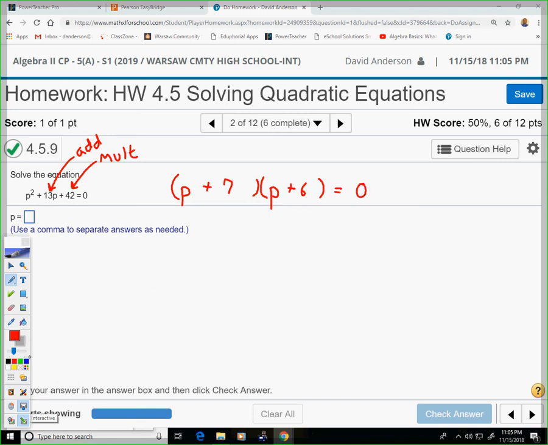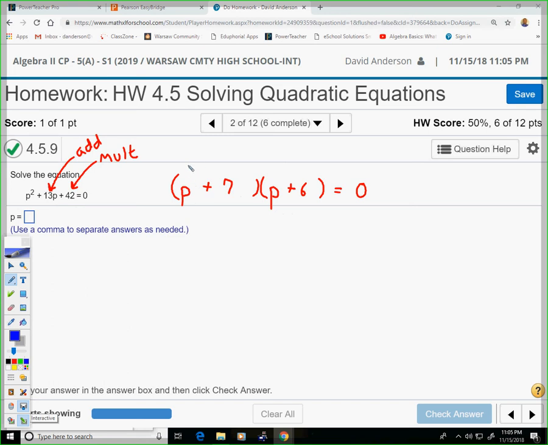Okay, let's take a look real quick. Why is that so? Because some students get mixed around. They say, what multiplies up to be 13 and adds up to be 42? No, it's the other way around. Multiplies up to be 42, this last term, and adds up to be the middle term.